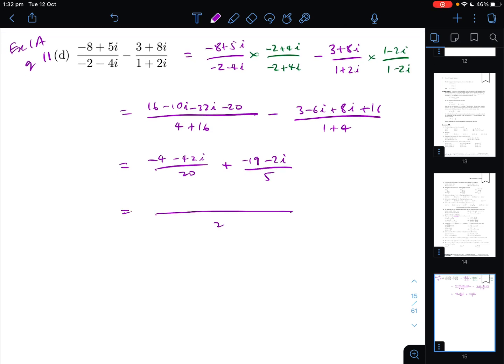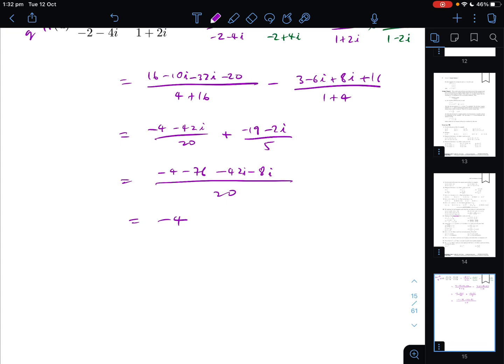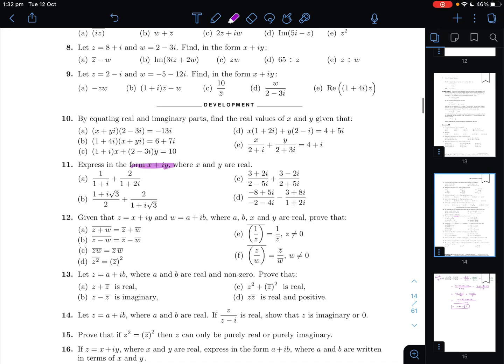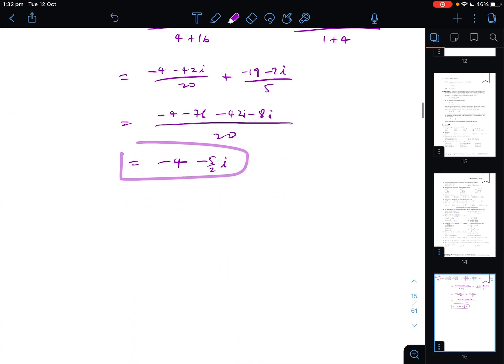And so then if we're taking the whole thing over 20, we've got negative 4 minus 76, is it? Minus 42 minus times 4, 8. Sorry, that minus 42i for 8i. Then if it's negative 4 and negative 5 over 2i, now that has answered the question. The question asks you, express in the form x plus iy, where x and y are real. I've expressed in the form x plus iy. The questions might ask you find x and y, or rather find the real and imaginary part. x is negative 4, y is negative 5 over 2.